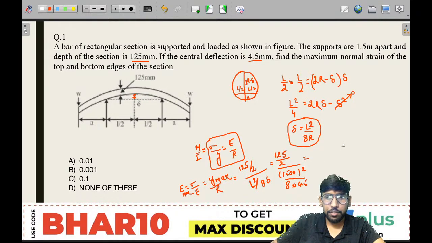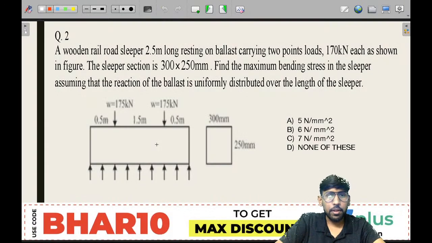It should be, yes, very good. 0.001. That is option number B. So B is the correct answer. Very good, Adesh. Okay.